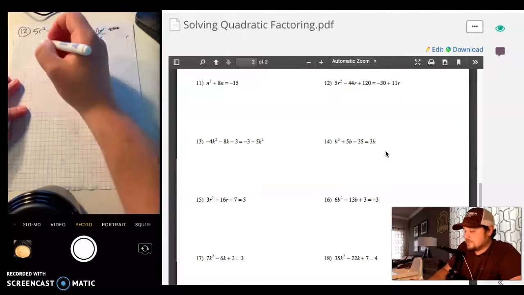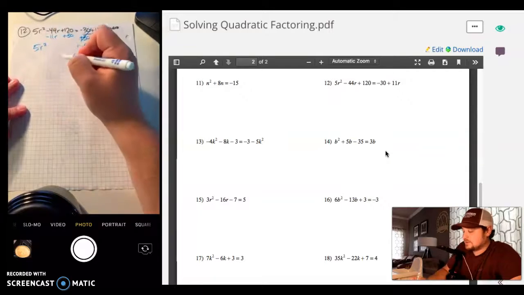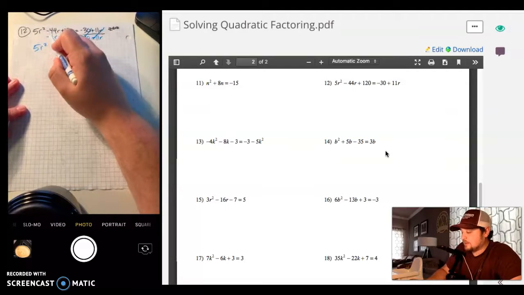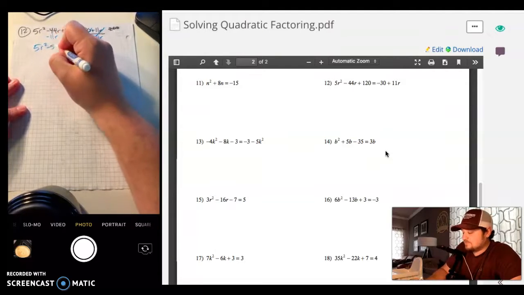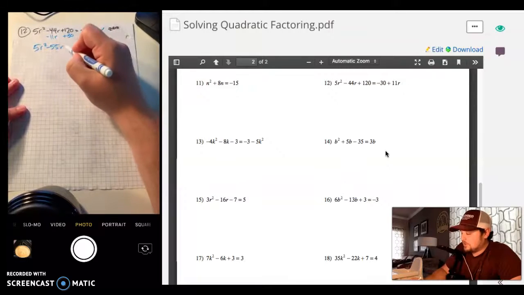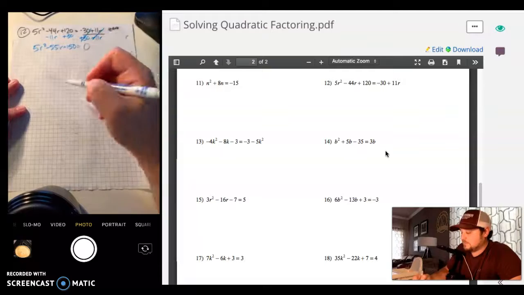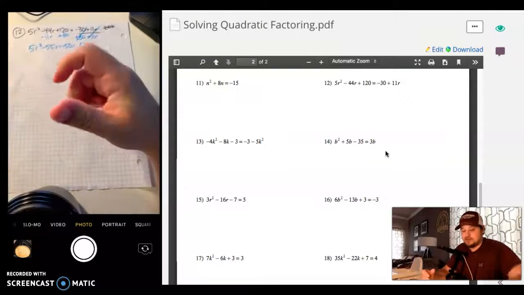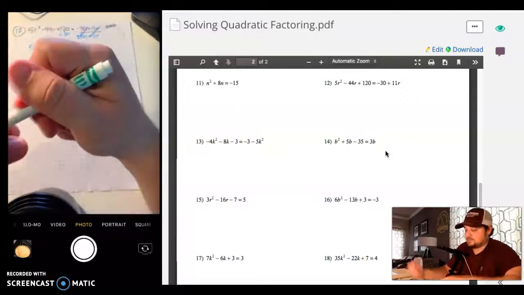Okay, so let's simplify this. So the 5r squared is staying the same. Negative 44r and negative 11r gives me negative 55r. And then 120 and 30 give me 150. Okay, so now we need to factor this. All right, so let's factor.